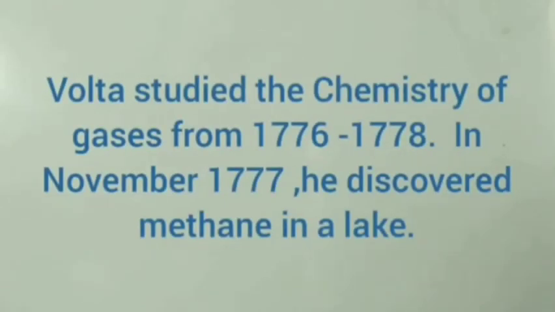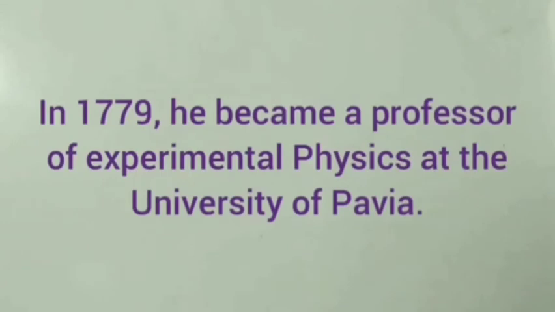Volta studied the chemistry of gases from 1776 to 1778. In November 1777, he discovered methane in a lake. If you are asked to write which gas he discovered and where, then you have to write methane gas and from a lake. In 1779, he became a professor of experimental physics at the University of Pavia. If you are asked in which university he became the professor of experimental physics, then you have to answer University of Pavia.